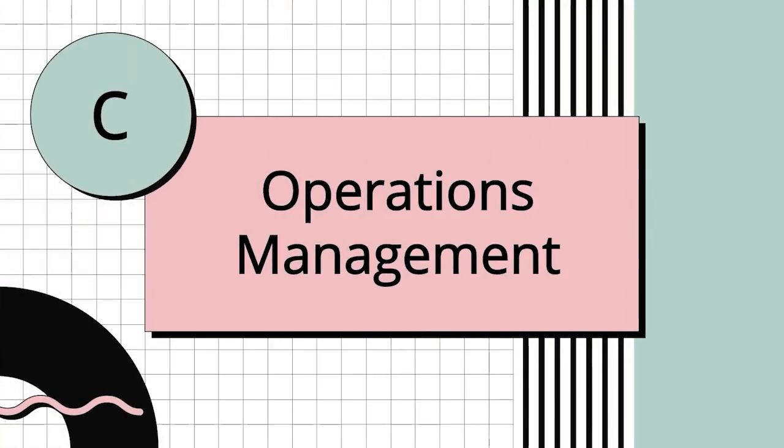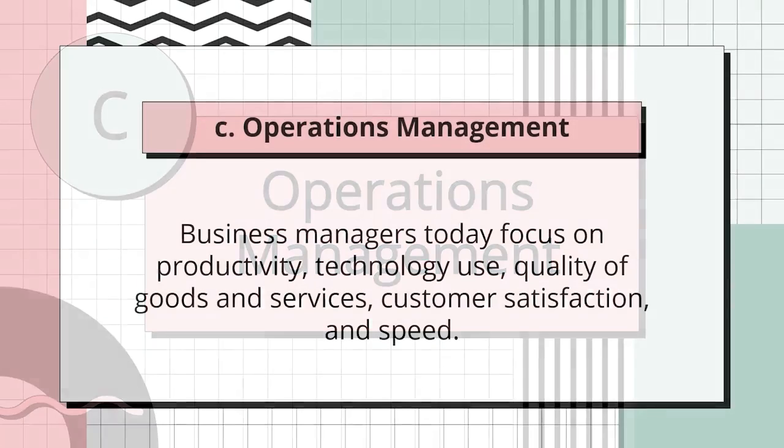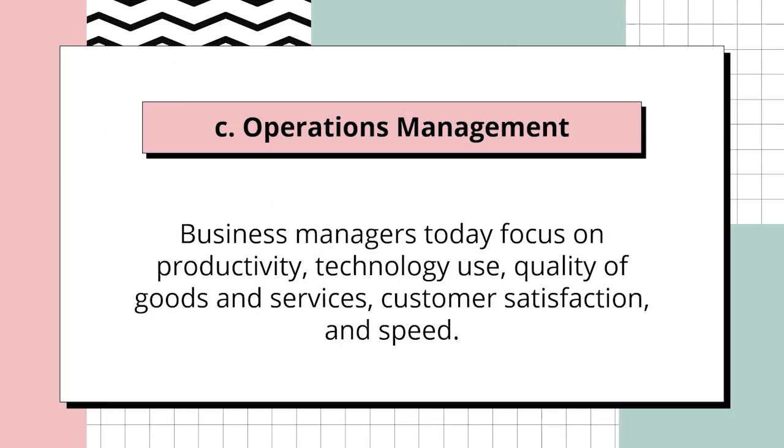Another functional area in management is operations management. Business managers today focus on productivity, the technology used, the quality of goods and services, customer satisfaction, and speed. So they are conscious that they need to innovate on their processes and activities in order to succeed in a highly competitive globalized market. Because of these needs, the operations management functions need to be implemented well.